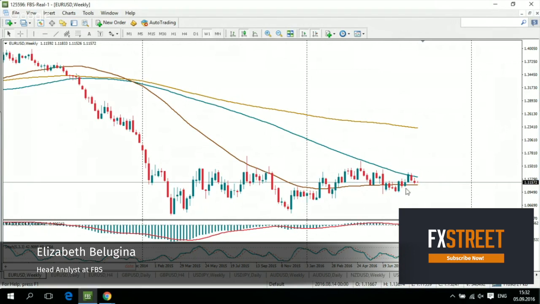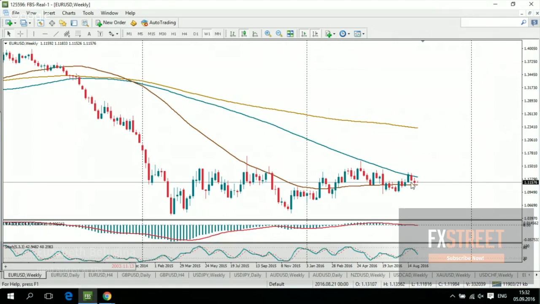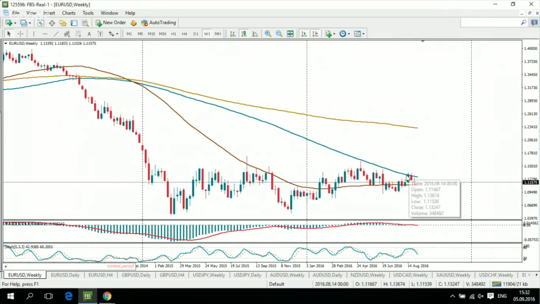Euro dollar, we start with the weekly chart, and on the weekly chart we can see that the level of 1.1367 looks more and more like a temporary top for the pair. We can see that the weekly 100-week moving average is going slightly to the downside, and several times this line prevented the pair from getting stronger.